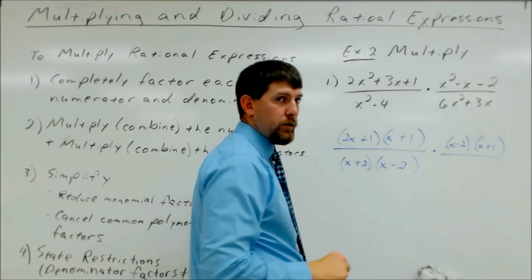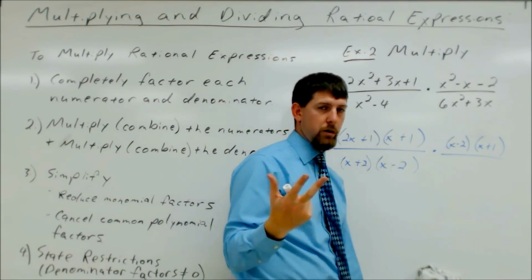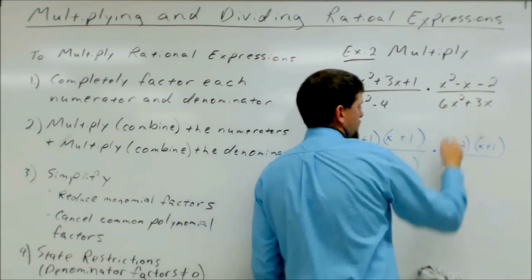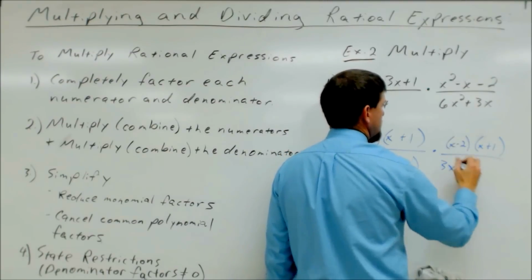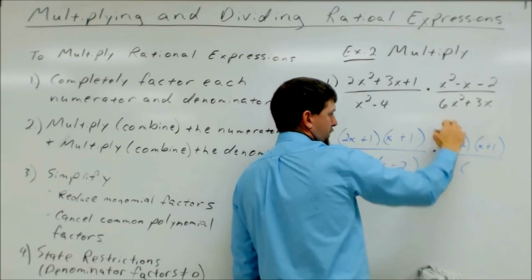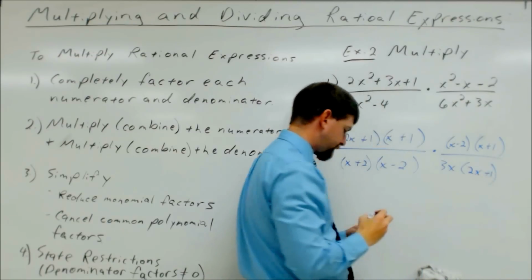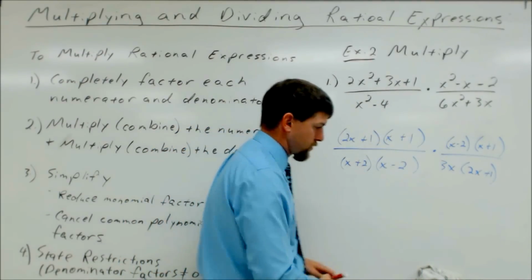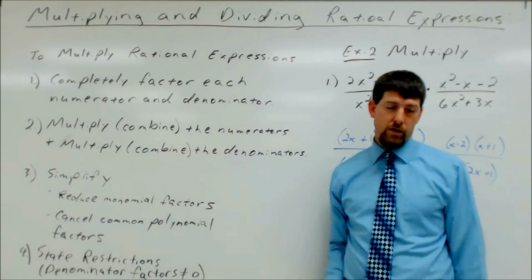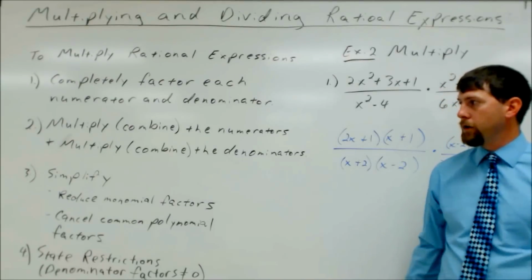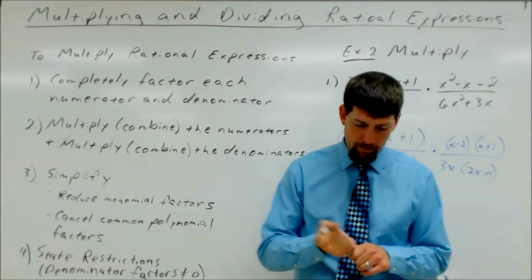Here we have a common factor problem. It's 2 terms, both of which have a factor of 3x. So when I factor 3x out of there, I get a 2x. Factor 3x out of there, I get a 1. Now we're going to go to the next step, which is where we actually multiply or combine the numerators, and then we multiply or combine the denominators.